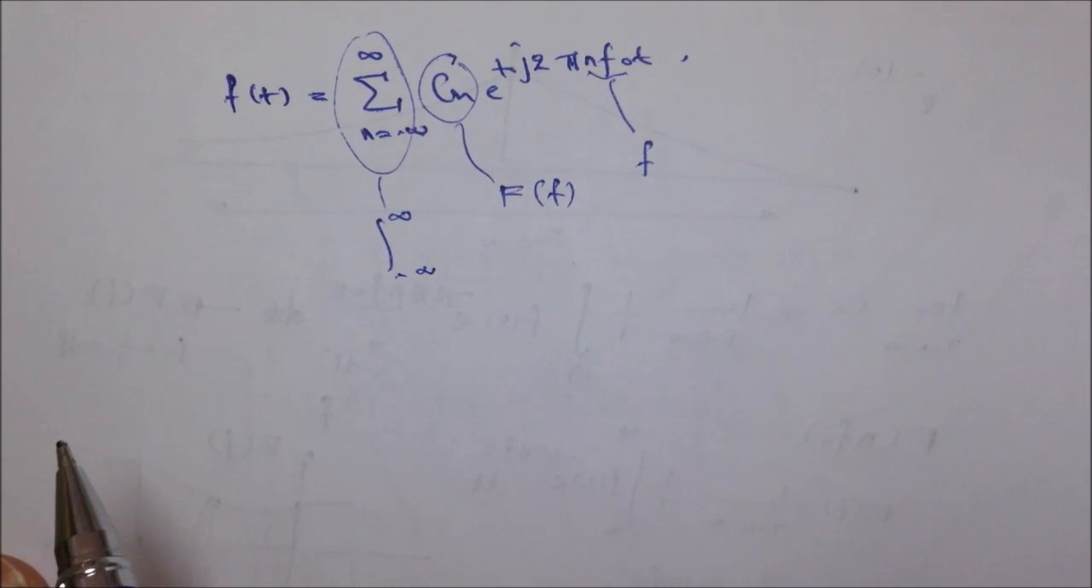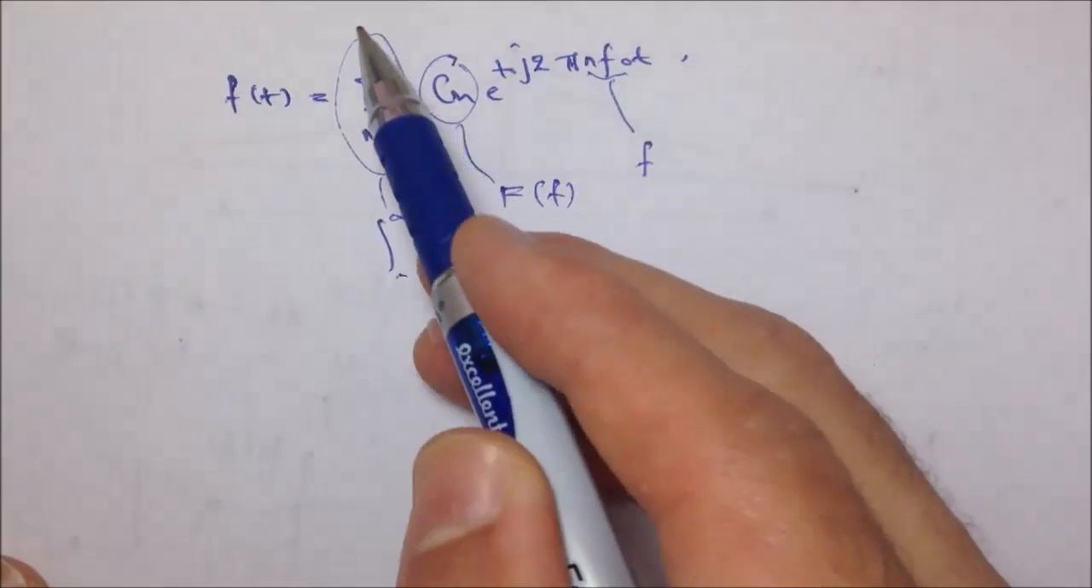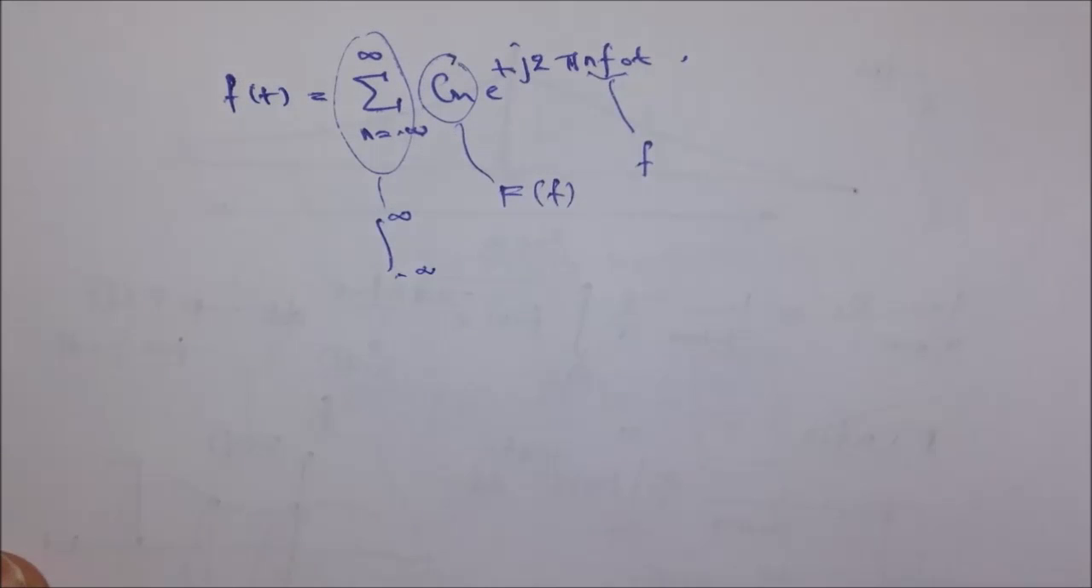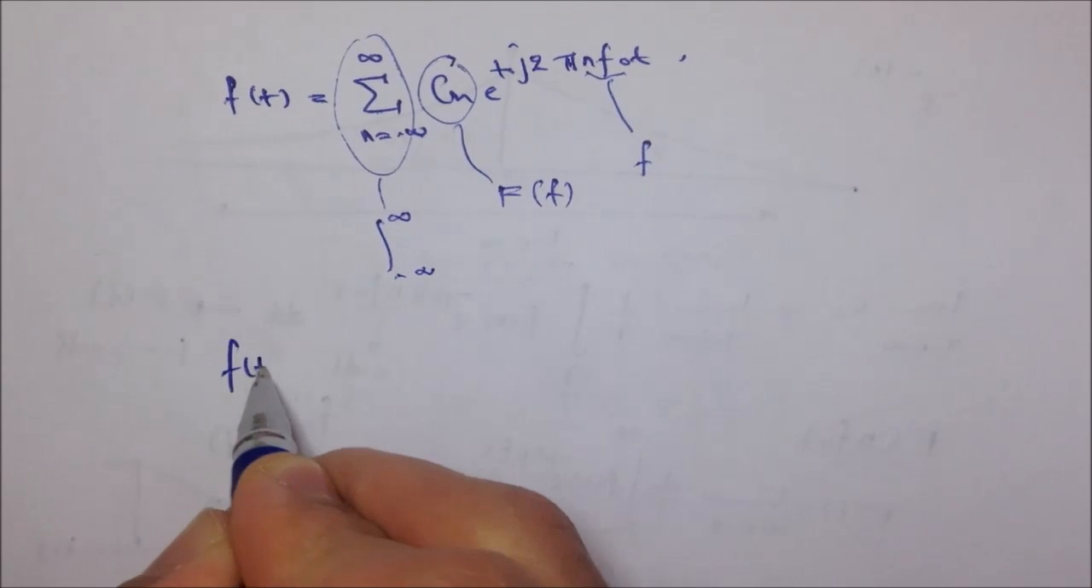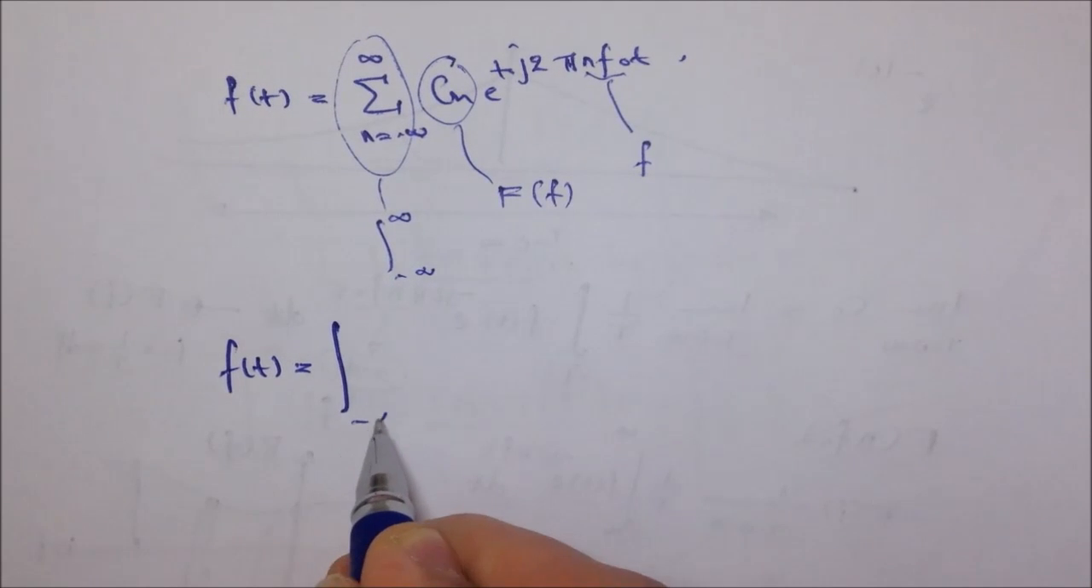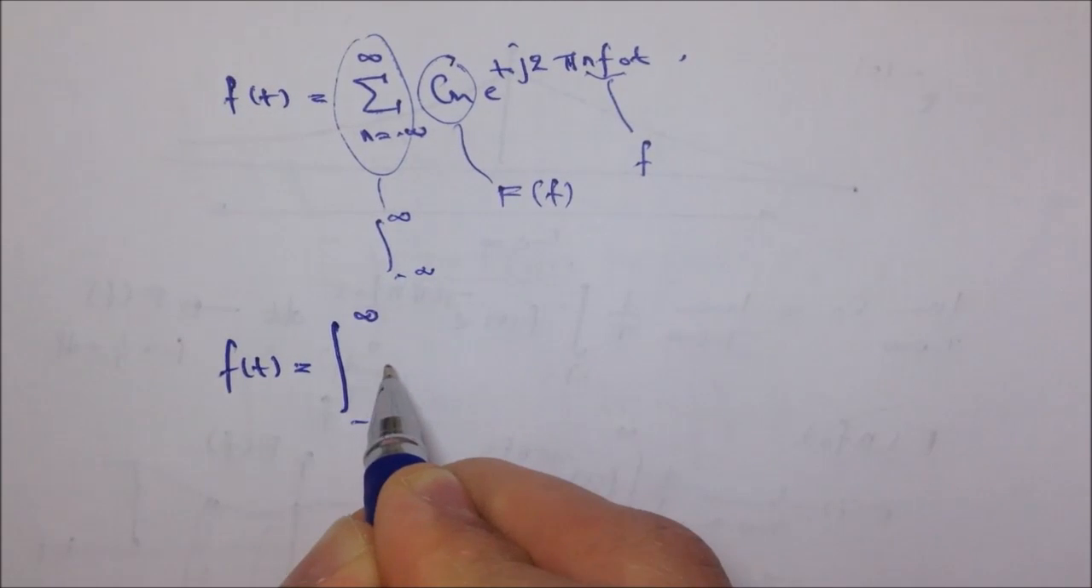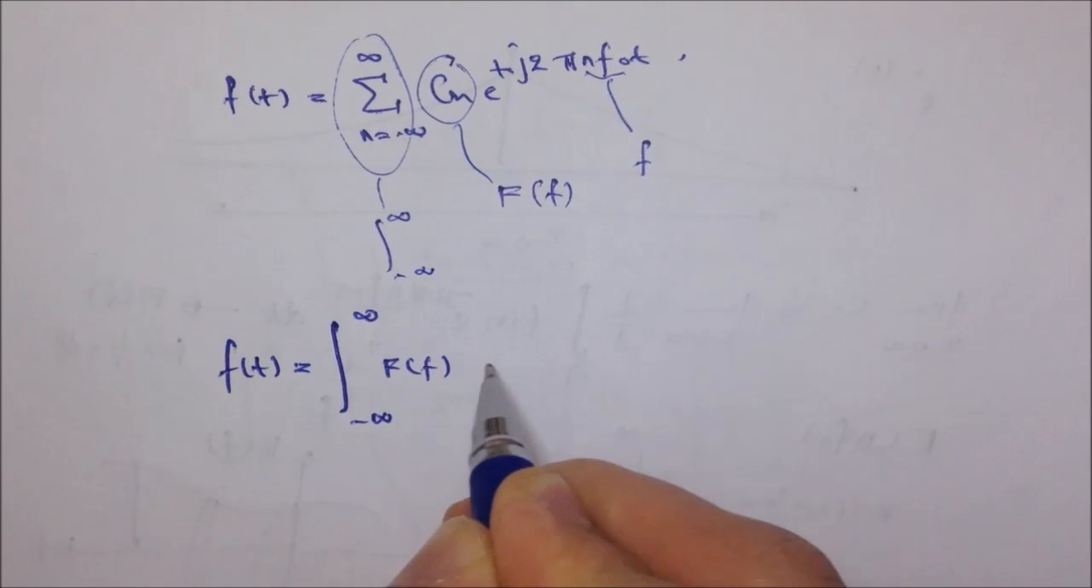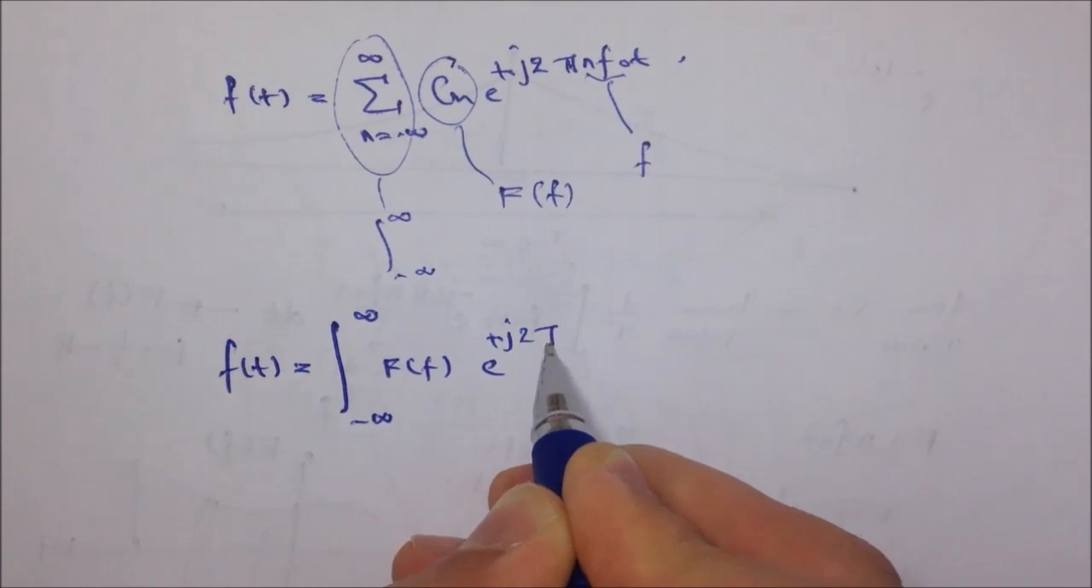Now, I have talked about this particular point extensively in my video on what the integration means. So if you want more details, you can check the video right now. The link is available in the description of this video. So we have f of t equals the integration from minus infinity to plus infinity of F of f e to the plus j 2 pi f t.